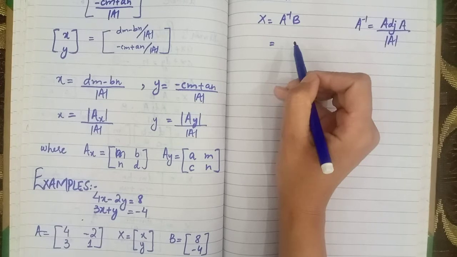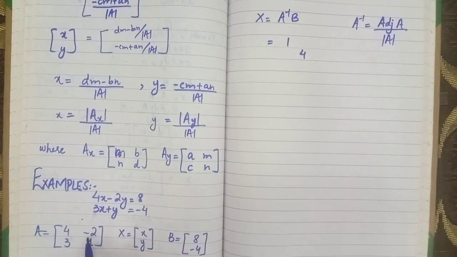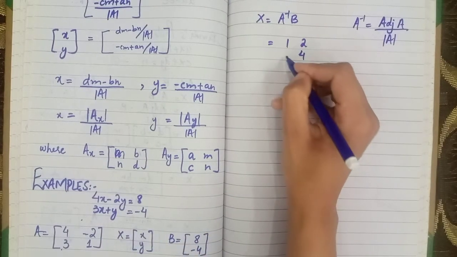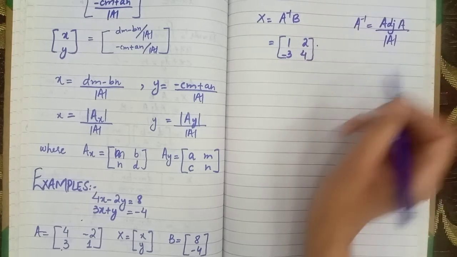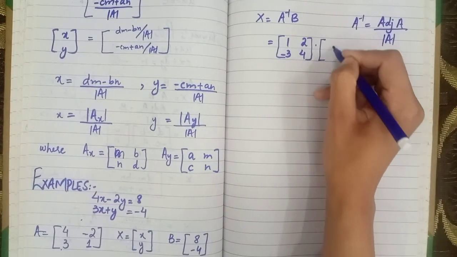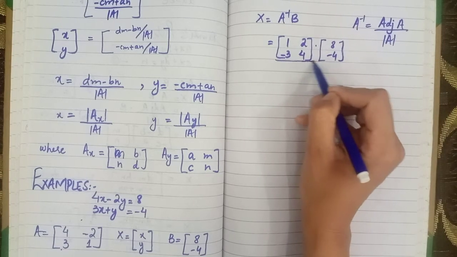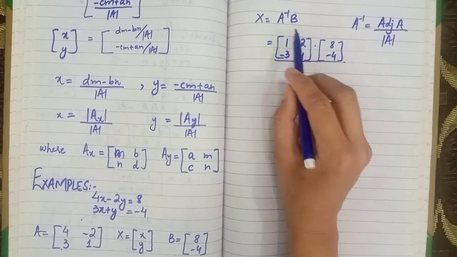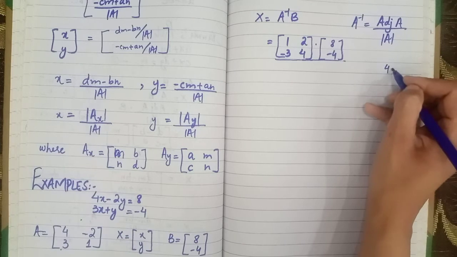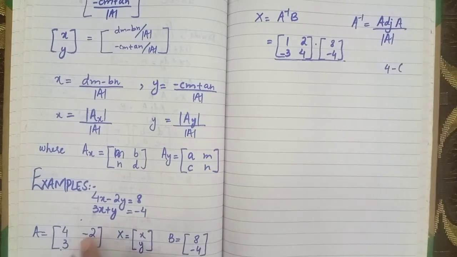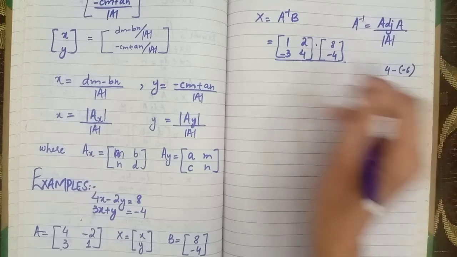Adjoint of A is 1, 4, and change the signs of minus 2 and 3, giving 2, minus 3, into B. B is 8, minus 4, divided by the determinant. What is the determinant? 4 ones are 4, minus, by the formula, 3 twos are 6, minus 6. Minus minus 6 plus 4 is 10.